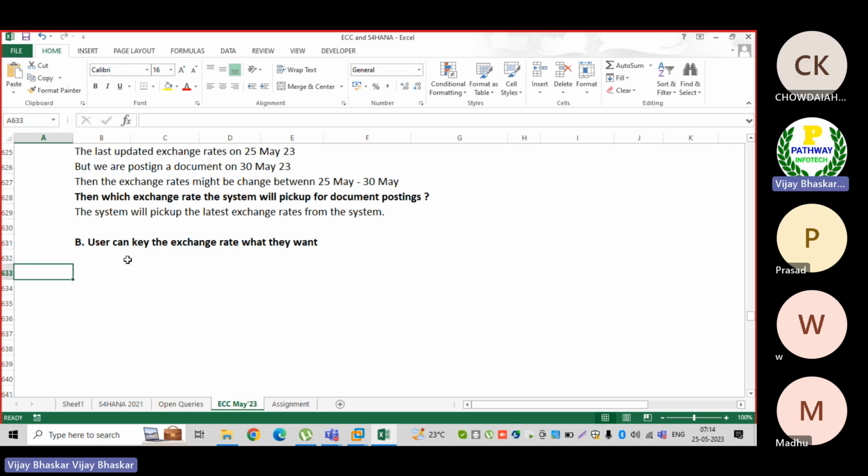Okay, so the next topic we are going to discuss is reversals. First of all, what is the concept of reversal? Why would we require a reversal in the system? There are different ways, but we need to understand clearly in SAP.